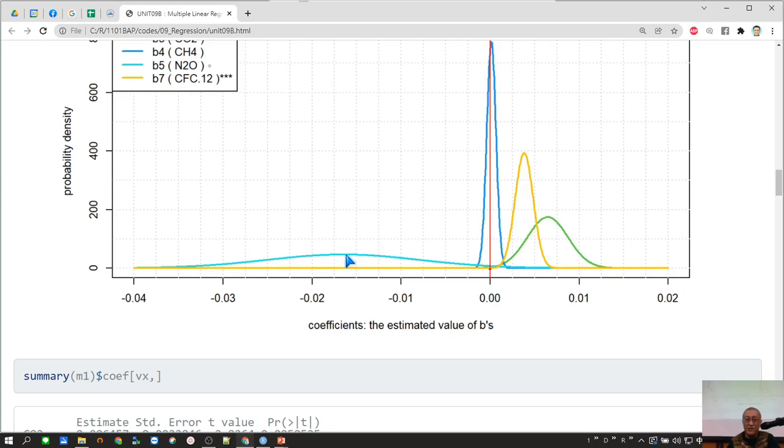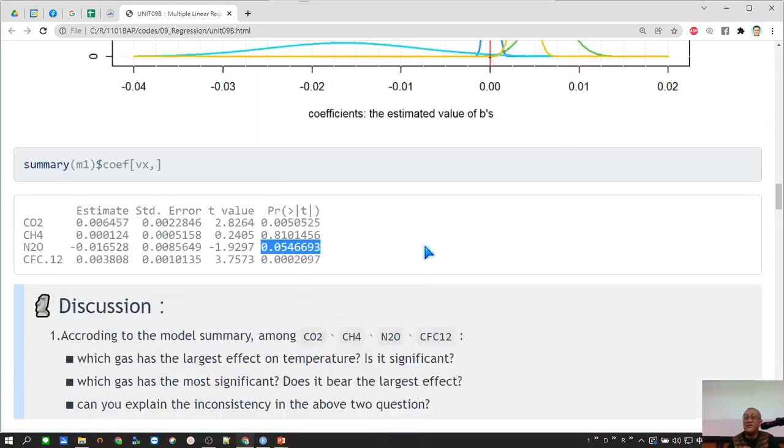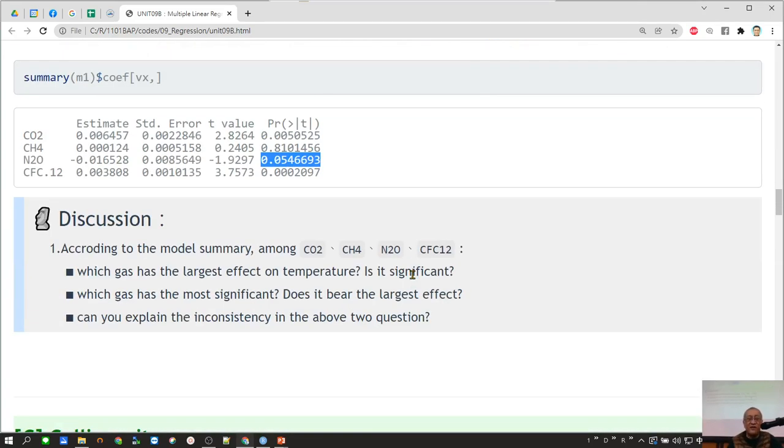And the effect of this light blue one is marginally significant because it's very close to 0.5, right? Okay, so this is the one thing that multiple linear regression would need to know.